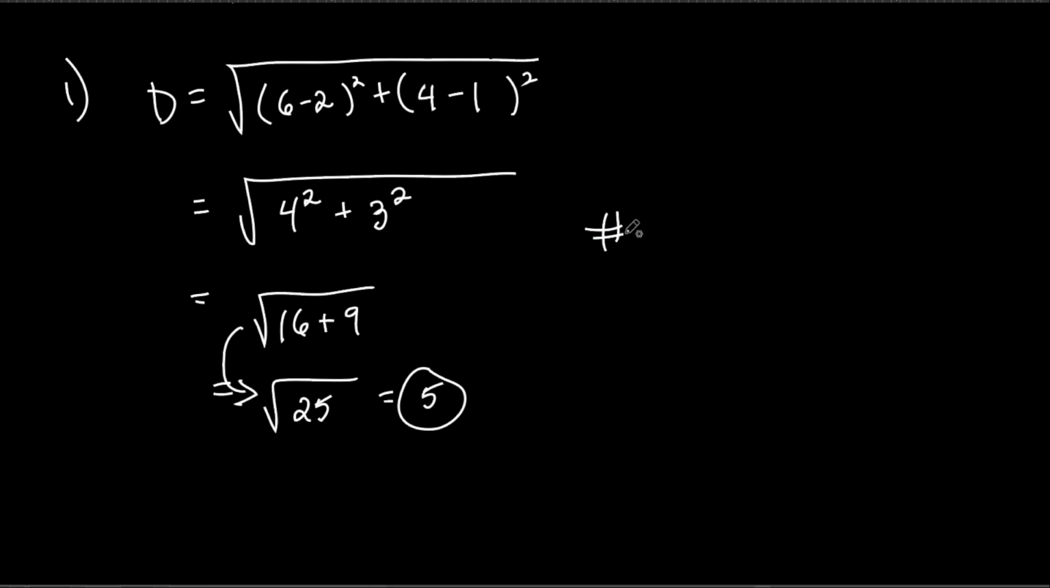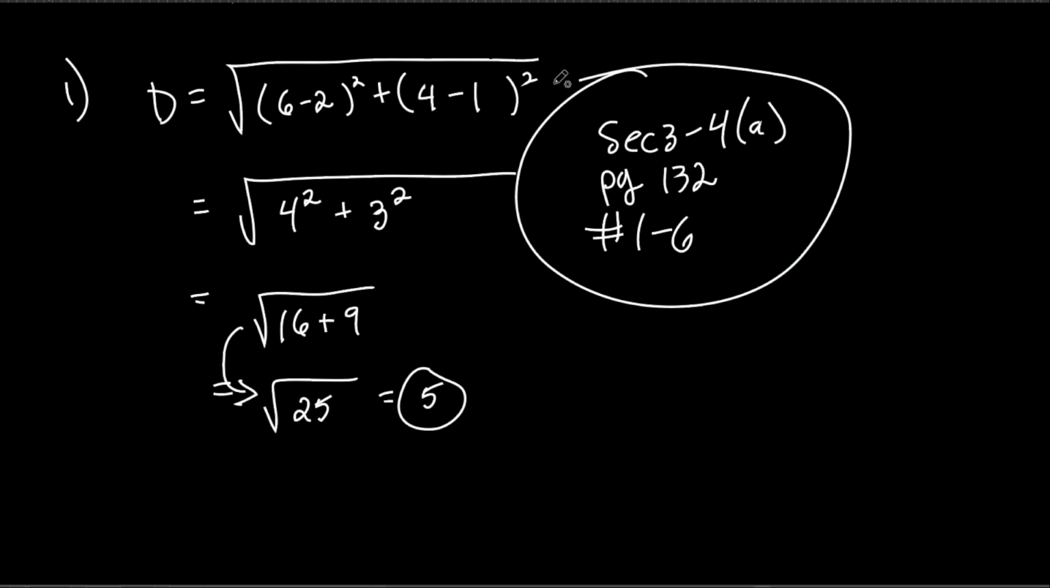So you're doing 1 through 6, page, what did I say was 132? And it's section 3-4. Let's put A. Everybody watch this. On the top of your paper, put 3-4A because this is the first assignment on 3-4. I'm going to give you at least 3 assignments on 3-4, okay? This will be the first one. We'll call it A. So that is your homework.